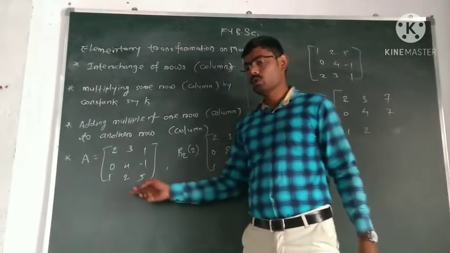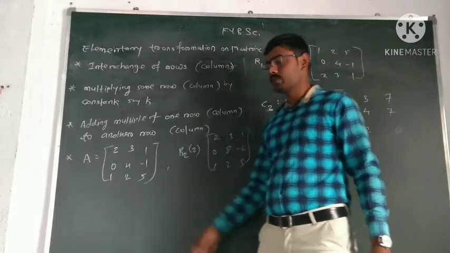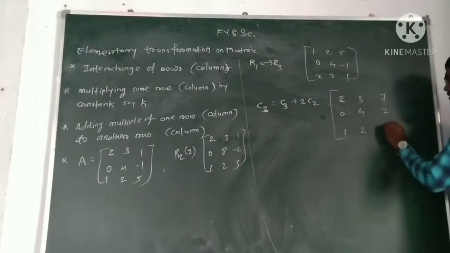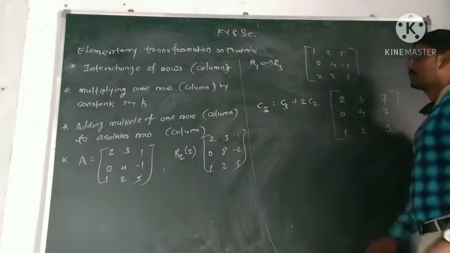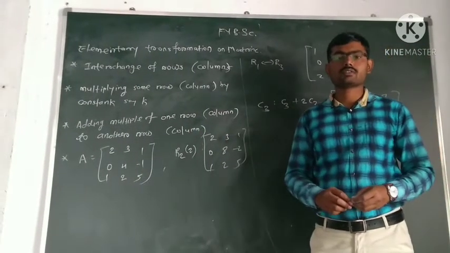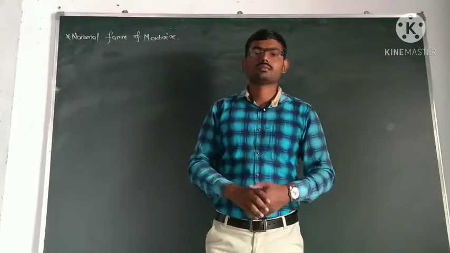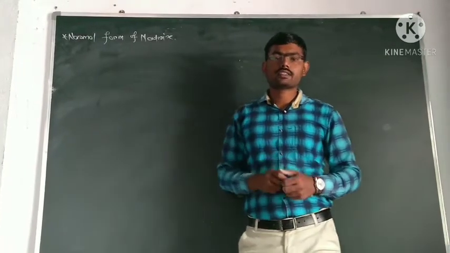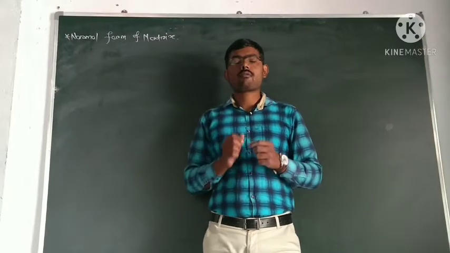And 2 times 2 is 4 plus 5 is 9. Okay. These are some basic elementary transformations. The next part of the syllabus is the normal form of the matrix.